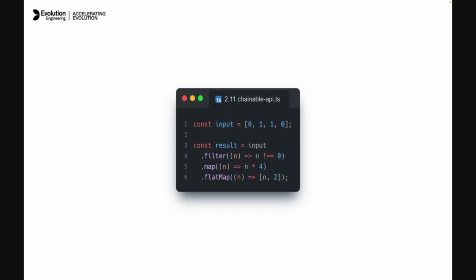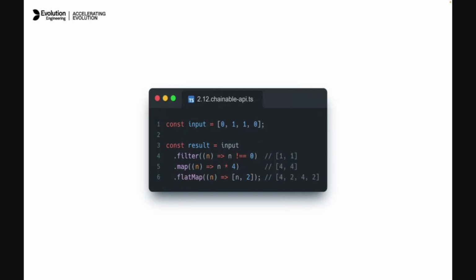Yeah, here we just filter our array, so we are removing zeros. We map our array over some function which multiplies by 4, so we have 4 and 4, and we have flat map which returns a new array. And actually, you should remember flat map. We will use it a lot soon. So if we would have here map instead of flat map, we would have nested array, right?